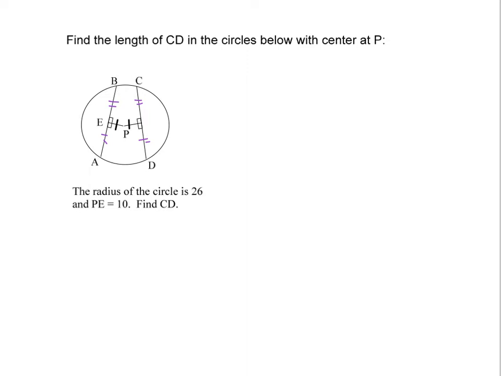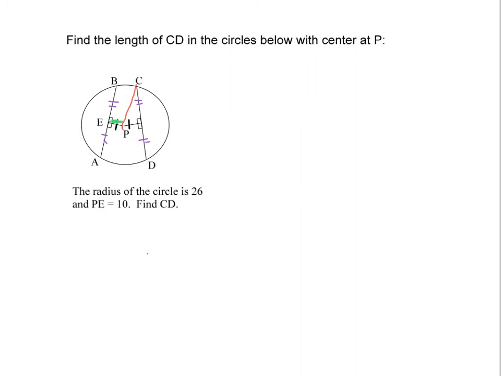The radius of the circle is 26, and PE is 10. So this length right here in green is 10. And we're looking for CD right here. The extra piece that they tell us here is the radius is 26, but I don't see any radii drawn. So I'm going to draw one, and I'm going to draw it very carefully, because I want to draw the right radius, and I'm going to draw it from the center to C.